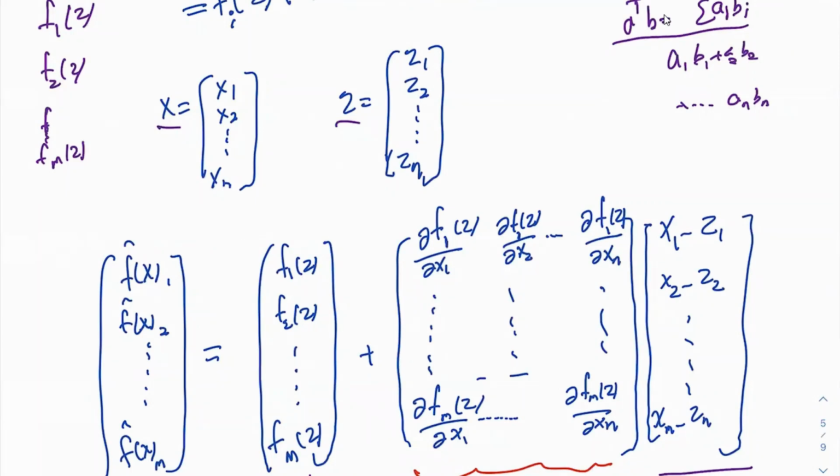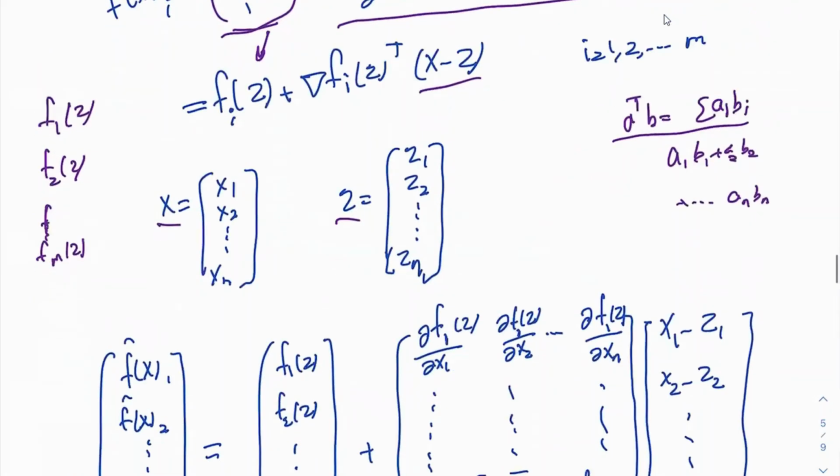Let's see what the elements of the Jacobian matrix are. So what's the first row of the Jacobian matrix? The first row of this Jacobian matrix is the partial derivatives of f_1. What is f_1? It is the first component of f, this one. Remember, f after all is a vector. So f of x itself is this.